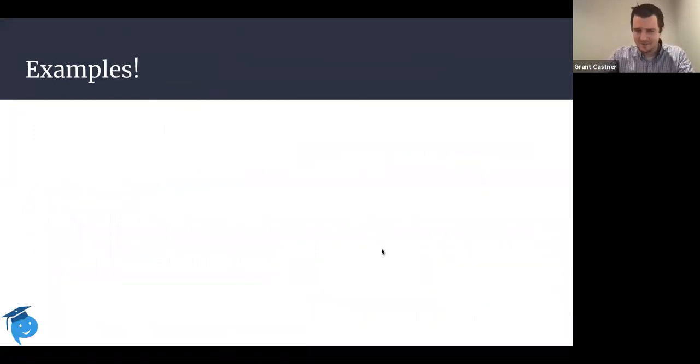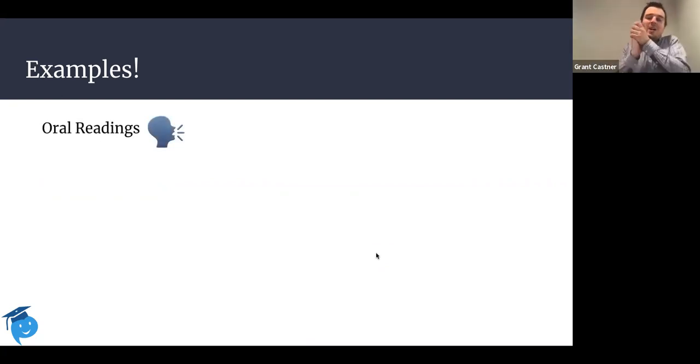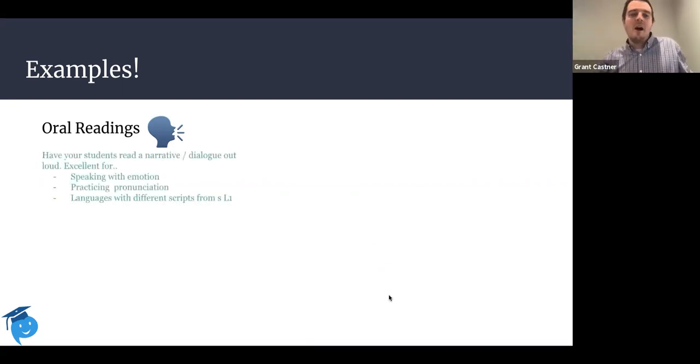Okay, some examples. I'll write them out here, tell you why I do them, and we'll see exactly how that looks on the Extempore platform. Oral readings, yay, oral readings. I love oral readings. If you know me, oral readings is practically my middle name at this point. All it is, is reading a narrative or dialogue out loud. That's all. If you know me, I preach this nonstop. I've done a specific webinar entirely on it. I've written blogs about it. I love oral reading. It is great for speaking with emotion, practicing your pronunciation, and even learning a different script from the student's L1.